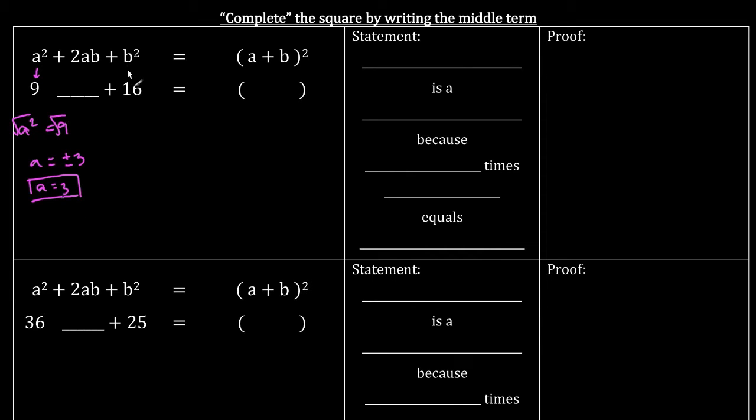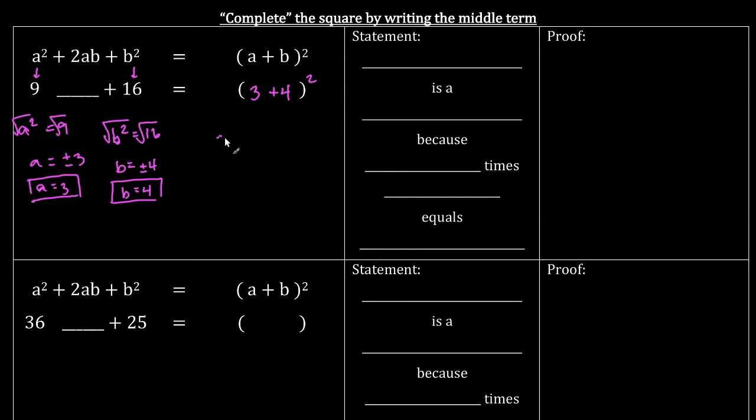B squared was 16. So if I square root both sides of the equation, b equals, remember, positive or negative 4, but we're just going to use positive 4 right now. Now, if I know that a is 3 and b is 4, how do I get this? So I know that this is really 3 plus 4 squared.